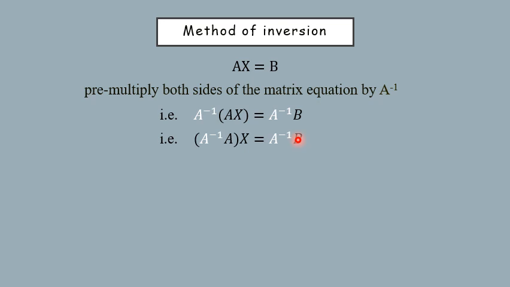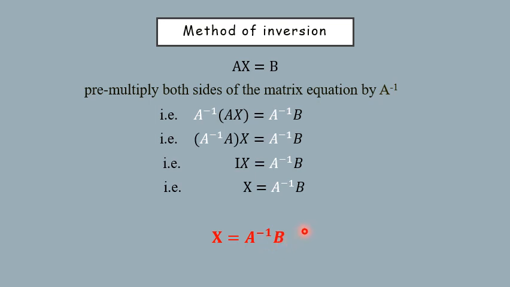which is equal to A inverse into B. By the definition of the inverse of a matrix, the product of a matrix and its inverse is the identity matrix, so this can be written as I into X is equal to A inverse into B. Now I is the identity matrix, so the product I into X will be X. So here we get X is equal to A inverse into B. So the formula used to find the solution of simultaneous equations by the method of inversion is X is equal to A inverse B.